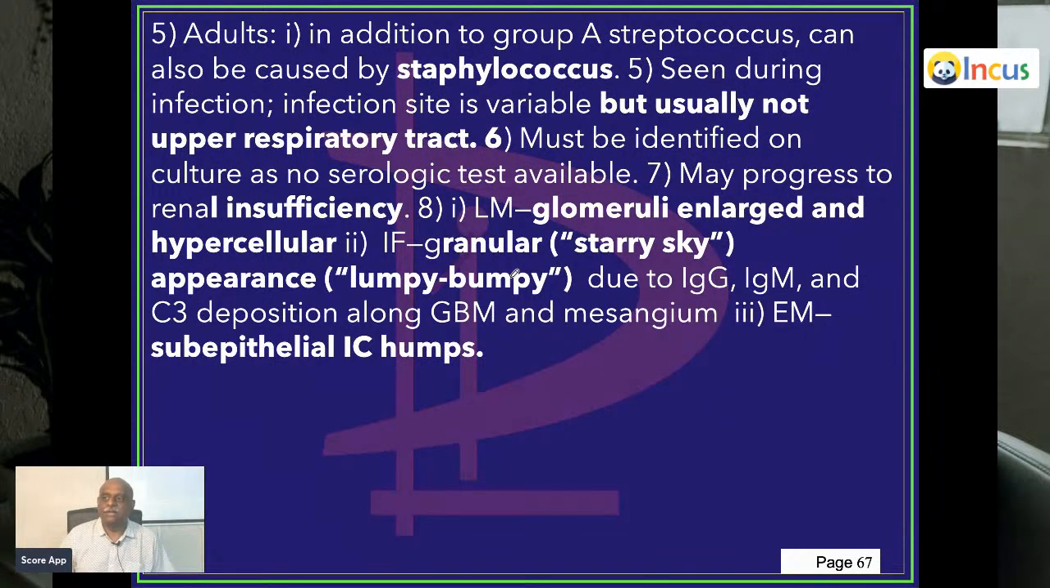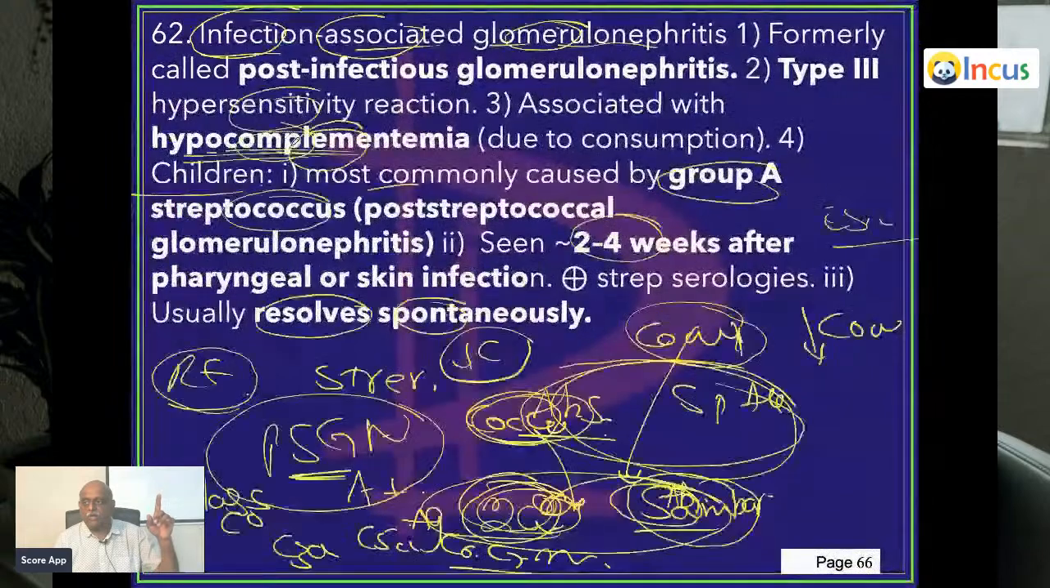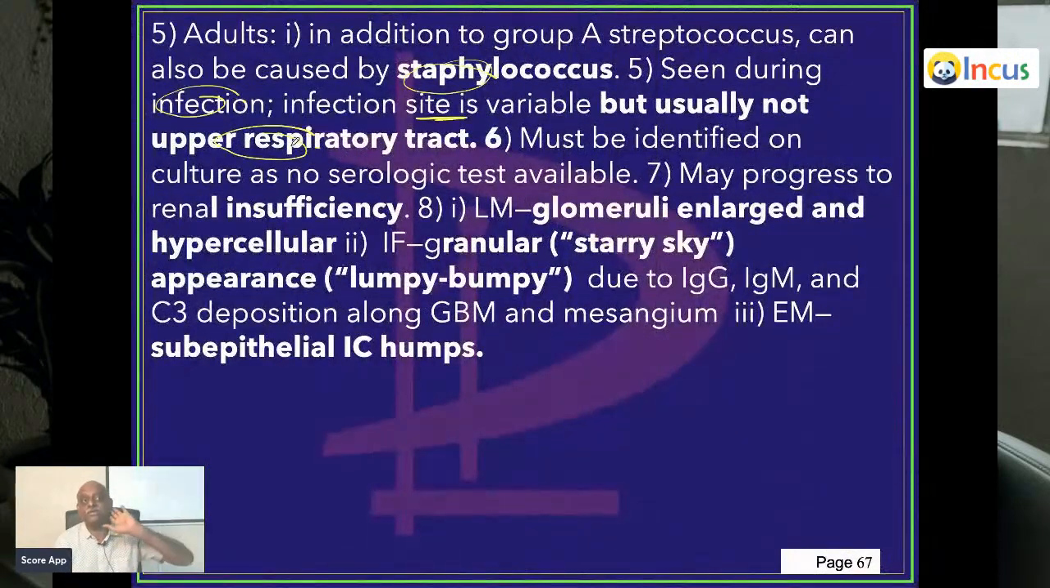So in adults, it is not streptococcus, it is staphylococcus that is responsible. Because both streptococcus and staphylococcus are responsible, hence it is no more called PSGN. It is called infection-related glomerulonephritis. And it is a staphylococcal infection, and that infection site is variable, but usually it is not upper respiratory tract staphylococcus. But this post-streptococcal glomerulonephritis that you see in children will not progress to chronic kidney disease. But staphylococcus-associated glomerulonephritis can progress to renal insufficiency, is what you need to remember.